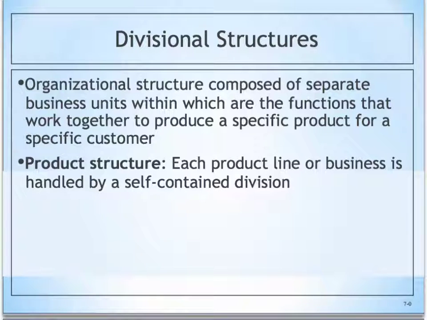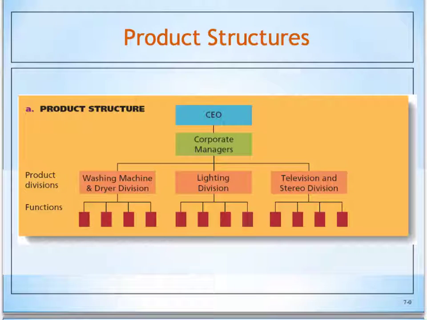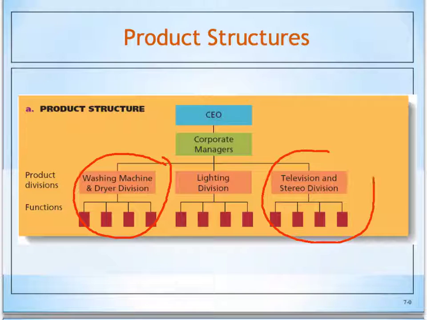One of the types of organization structure that we need to know is the divisional structure. It is actually a structure that is composed of separate business units, and each of these business units can function to produce a specific product for a specific customer. This is an example of a divisional structure based on product, where each of the divisions can exist independently without affecting the operation of the other division.